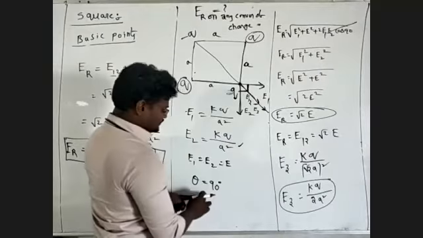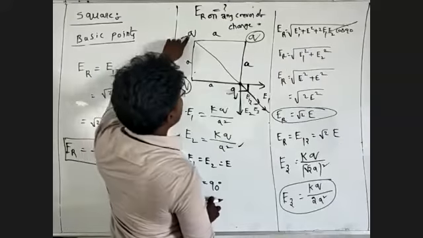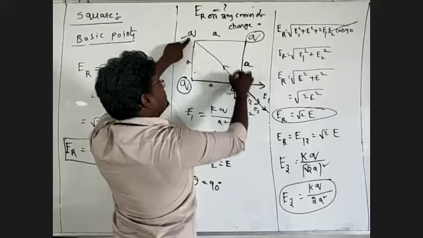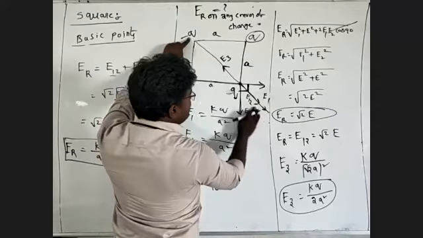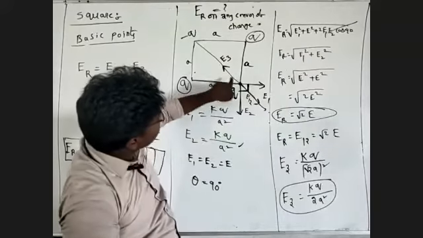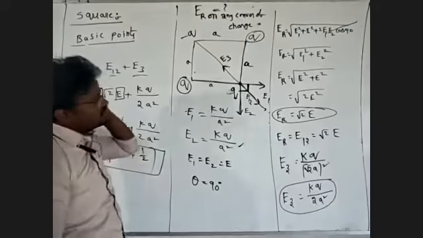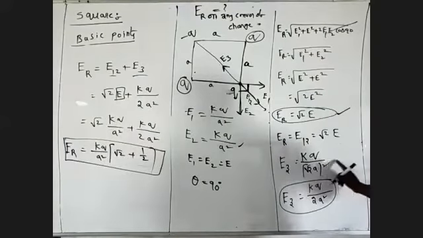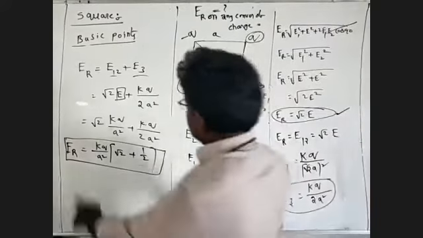The angle between the two electric fields is 90 degrees. Now this is minus q and this is plus q. Minus q will attract the plus q in this direction. This is E3. So E3 is in this direction and E12 is in this direction. Both are in opposite directions. Now you will see the resultant electric field.